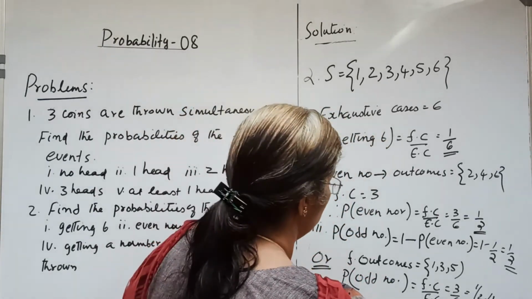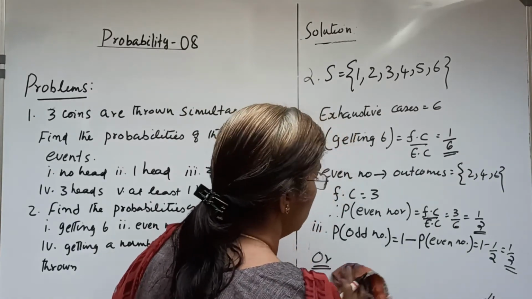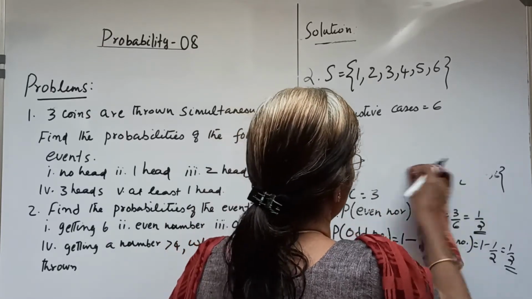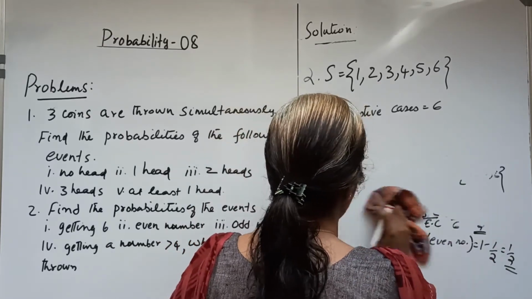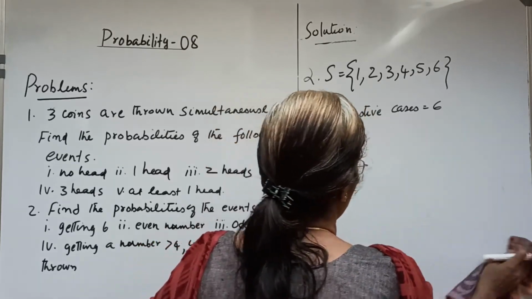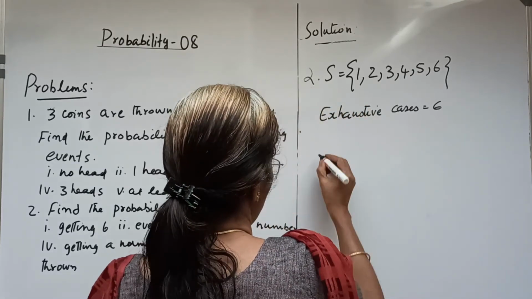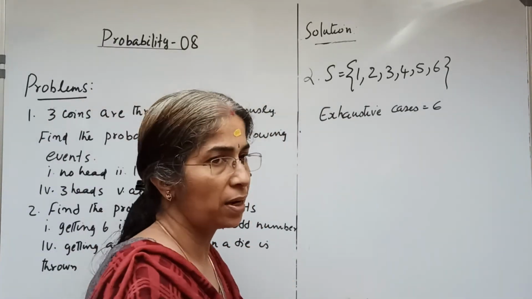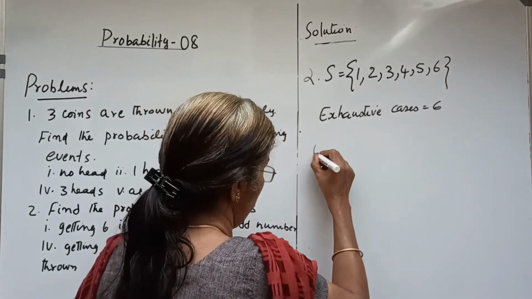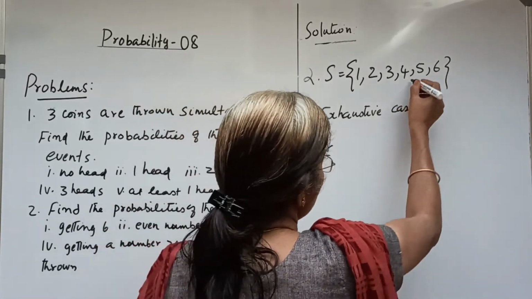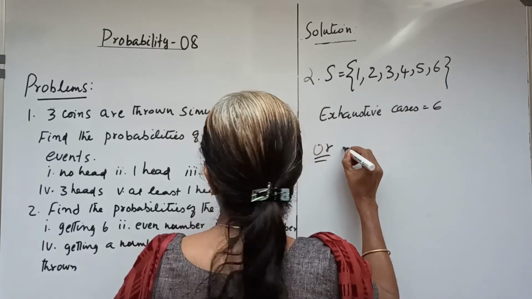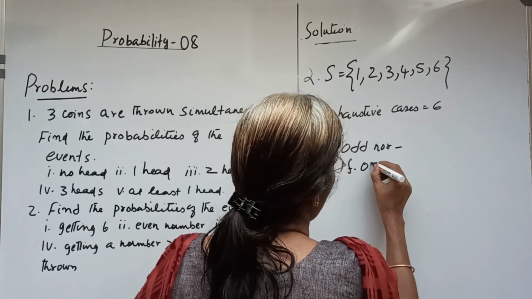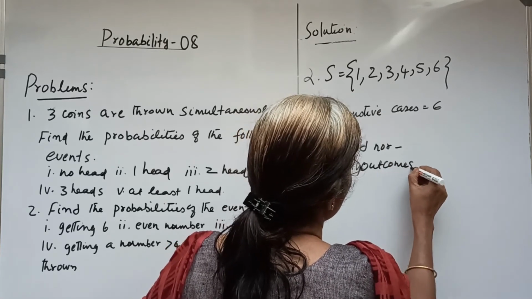Let me write here the second method once again for the third problem. Already we have the probability of an even number, so we obtained the probability of odd number as 1 minus P of even number, or using the sample space, when odd number, the favorable outcomes are the set 1, 3, 5.